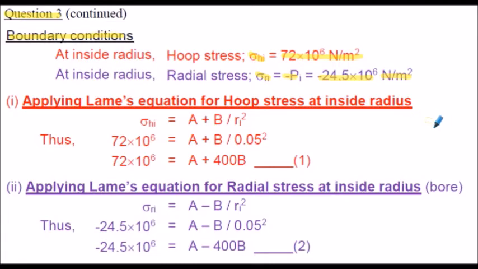So the way we generate our simultaneous equations, exactly the same process, it's just that they're both at the inside radius. So hoop stress at the inside radius, that forms equation 1 shown here. And then the radial stress at the inside radius, that forms equation 2.